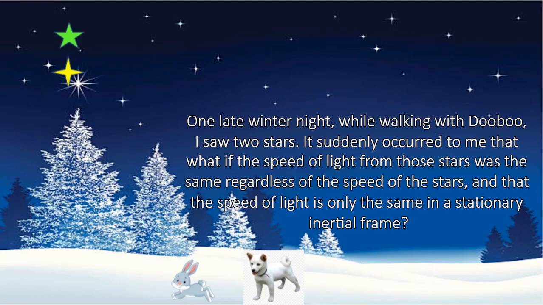One late winter night, while walking with Dubu, I saw 2 stars. It suddenly occurred to me that what if the speed of light from those stars was the same regardless of the speed of the stars, and that the speed of light is only the same in a stationary inertial frame?